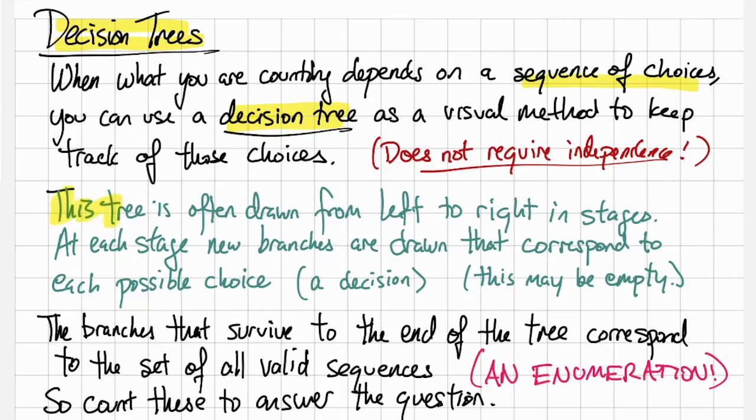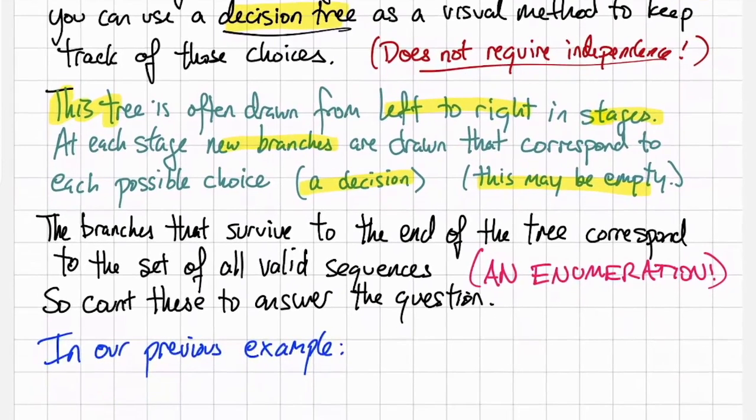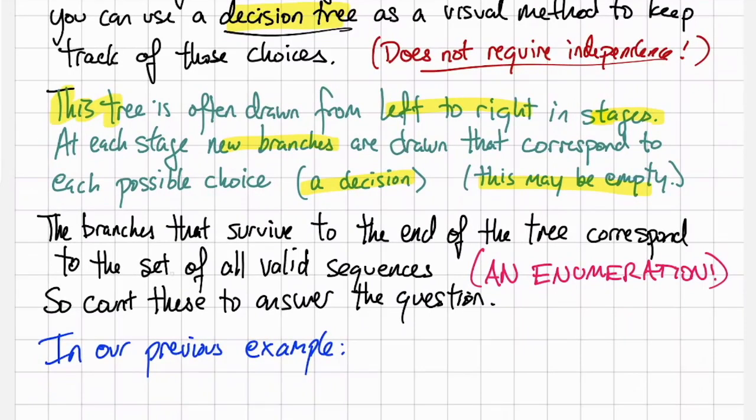This tree is drawn from left to right in stages. At each stage, new branches are drawn that correspond to each choice. Each of those choices is a decision, and that's why it's called a decision tree. Be aware that there might not be any choices available, in which case no branches are drawn at that stage. The branches that survive to the end of the tree correspond to the set of all valid sequences. Hey, we've enumerated all the possibilities. When you have a list of possibilities, you count them, and that will answer the question.